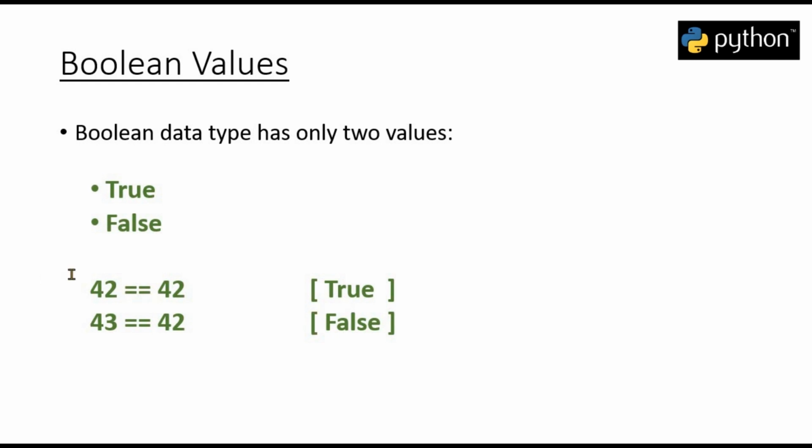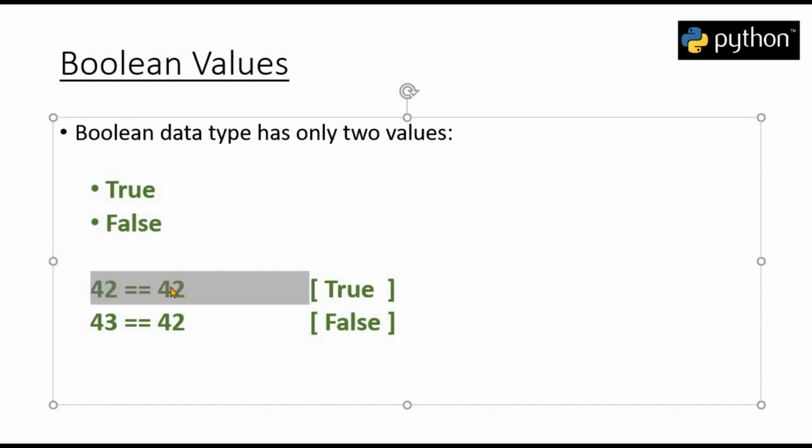So here we have an example of two different mathematical expressions. Now if we write 42 is equal to 42, then this is a correct statement, so we will get true as an output. Similarly, if we write another mathematical expression like 43 is equal to 42, then we will get false as an output, because definitely 43 is not equal to 42. So a Boolean value is used to describe any situation or any condition, whether it is true or false.